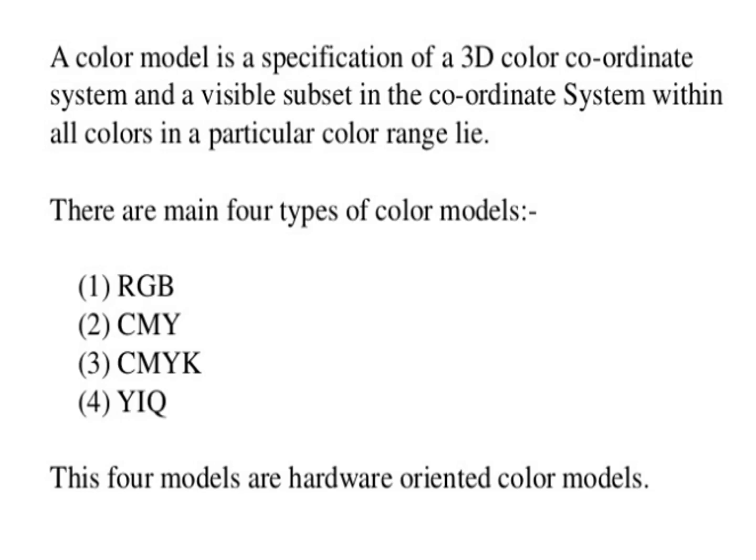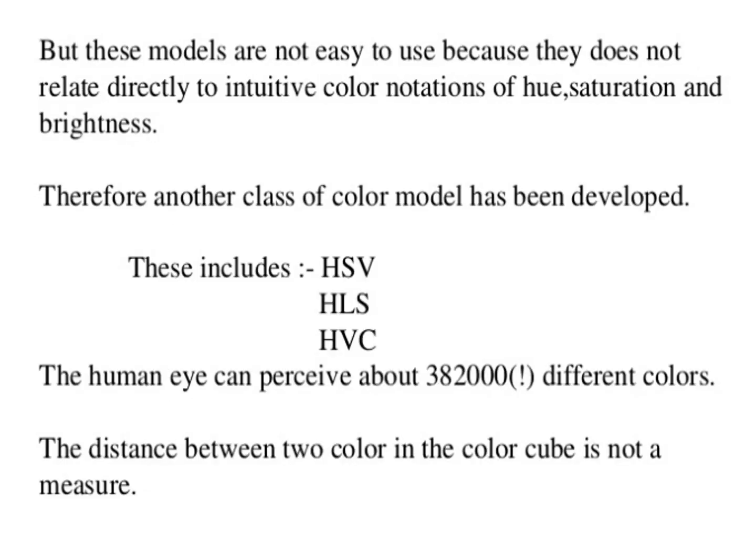The above four models are hardware-oriented color models. As I told you, these models are not easy to use because they do not relate directly to intuitive color notions of hue, saturation and brightness. We define other color models like HSV, HLS and HVC. The human eye can perceive about 382,000 different colors. The distance between two colors in the color cube is not actually a measure.